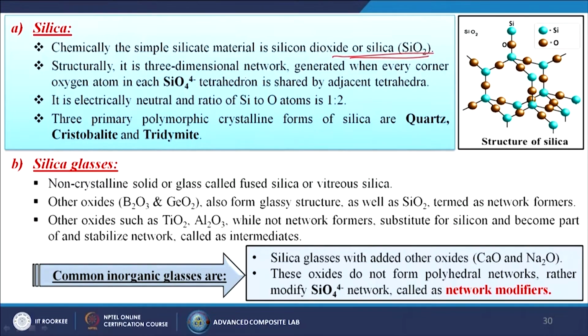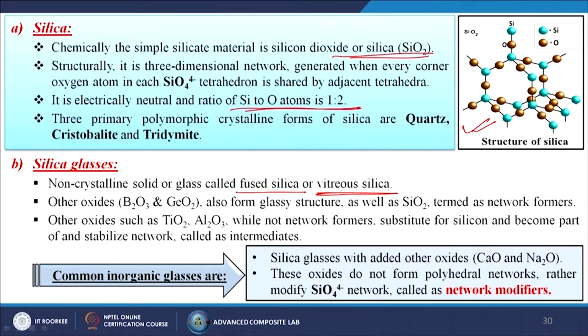Structurally it is a 3-dimensional network generated when every corner oxygen atom of each SiO4 4- tetrahedron is shared by the adjacent tetrahedron. So, from this image you can see this. It is electrically neutral and the ratio of silicon to oxygen atoms is 1:2. Three primary polymorphic crystalline forms of silica we generally see: quartz, cristobalite and tridymite. Another type is silica glass, a non-crystalline solid or glass called fused silica or vitreous silica.